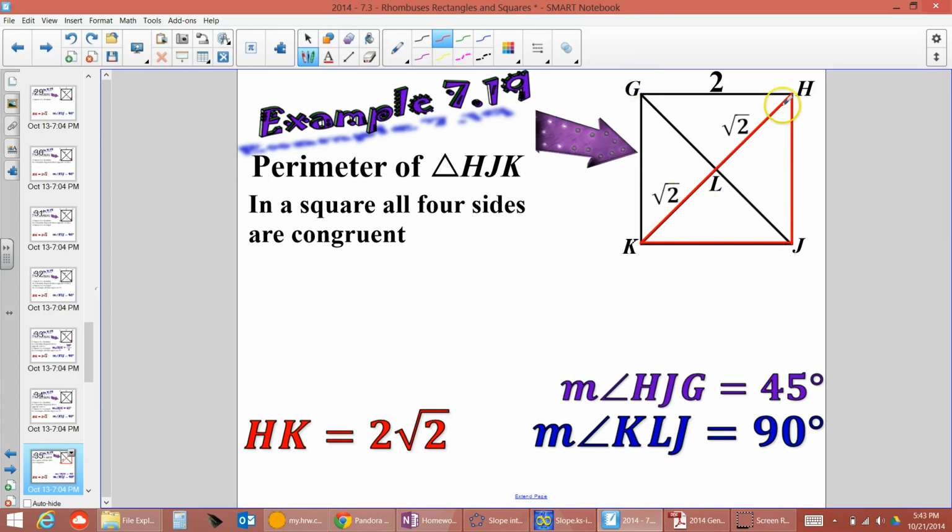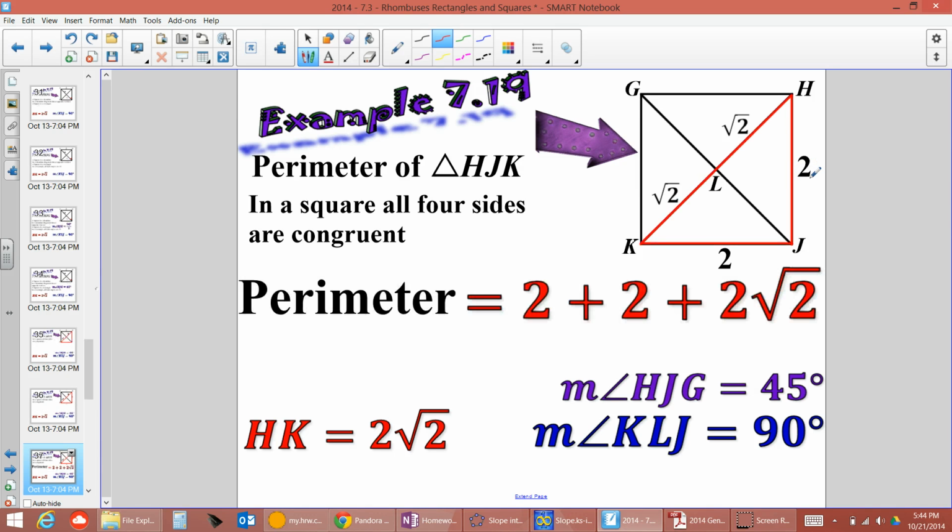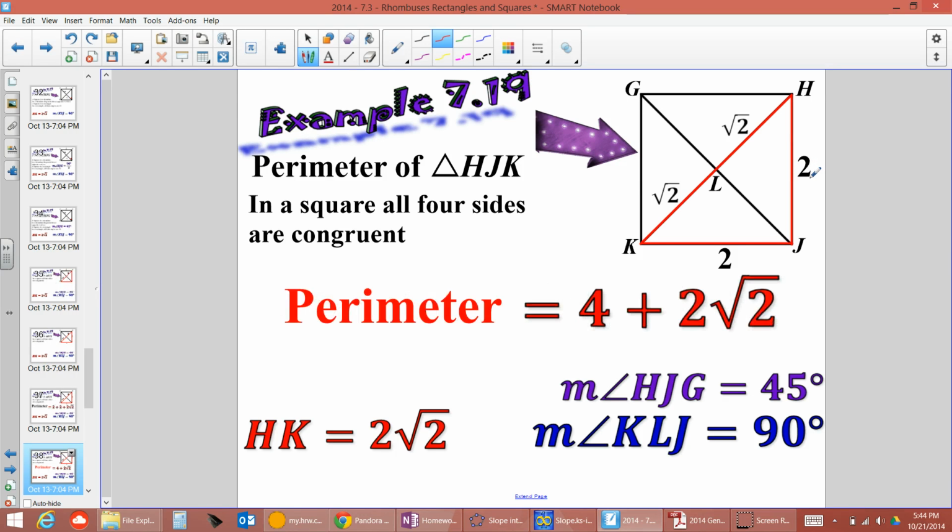Now it says find the perimeter. Ooh, the perimeter of this red triangle. Well, I know that these two are root 2. And I know that this up here is 2, so I bring it down and I say this is 2 and this is also 2 because it's a square. Now I add them all up and I get 2 plus 2 plus 2 root 2. And I end up with 4 plus 2 root 2. That's my perimeter. I can't go any easier than that. You can't combine unlike terms. This has a square root in it and this one doesn't, so we leave them apart. It's just 4 plus 2 root 2.